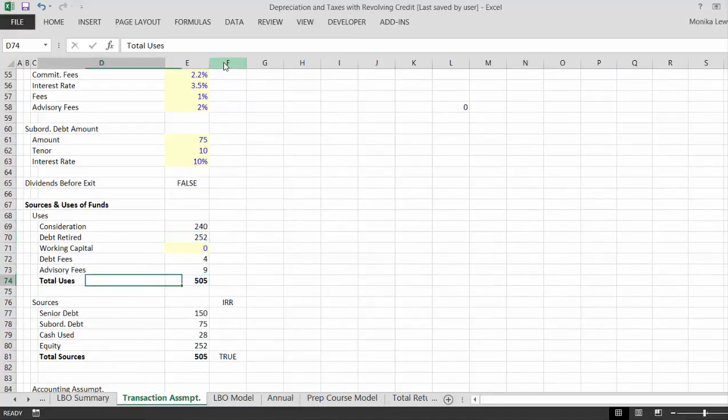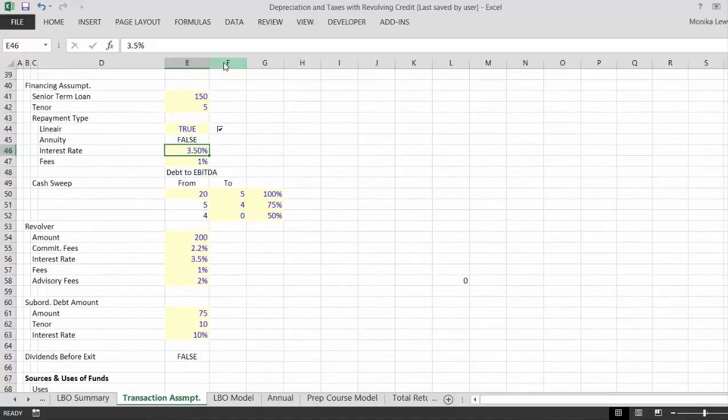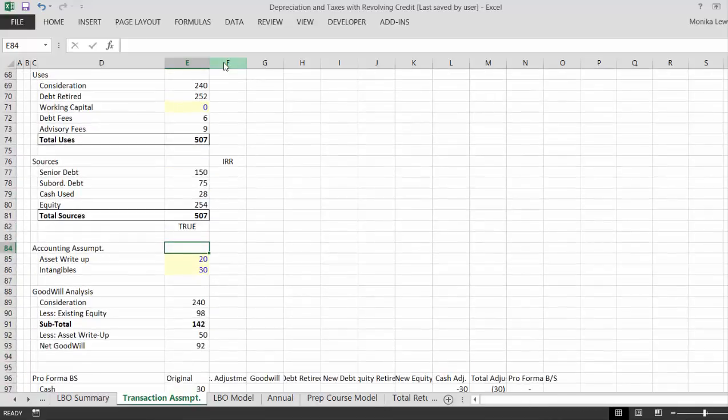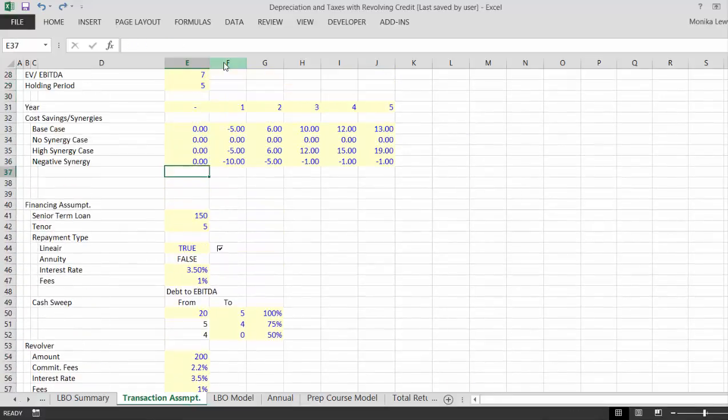Okay, and then we have our total uses and our total sources. Now, we put a nice little true/false thing, beautiful. Maybe I'm going to put it here. And what we did is just said the equity is the remainder. Now let's make it a much more leveraged buyout. So I think we should make that Revolver 400. Hang on, not the Revolver. Junior debt 300. Is that okay?